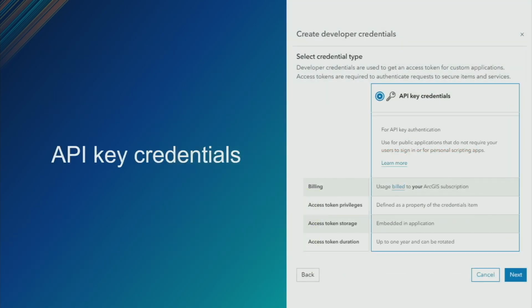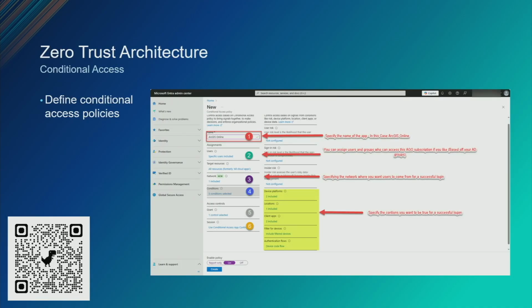Oh, and then last thing, that QR code, if you want to take a picture of it, takes you to the conditional access guidance in Entra that describes what I just showed. So that may be helpful.